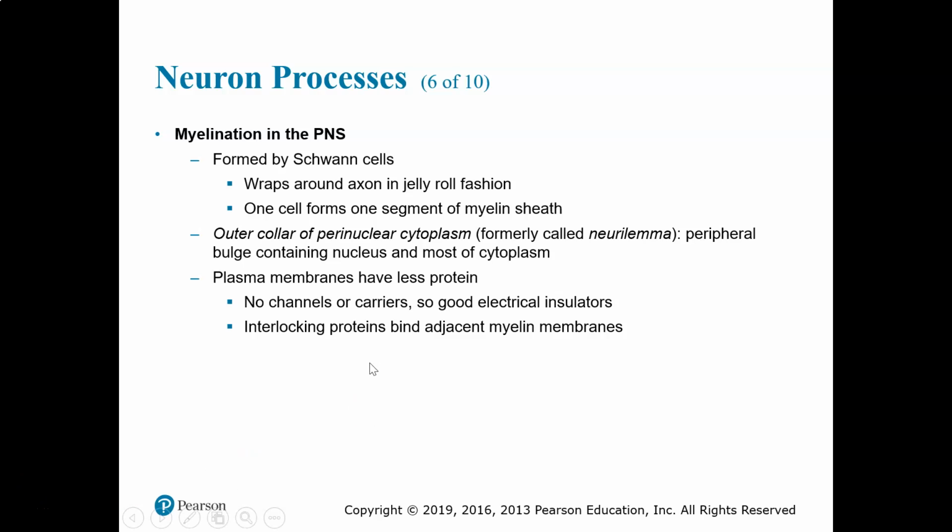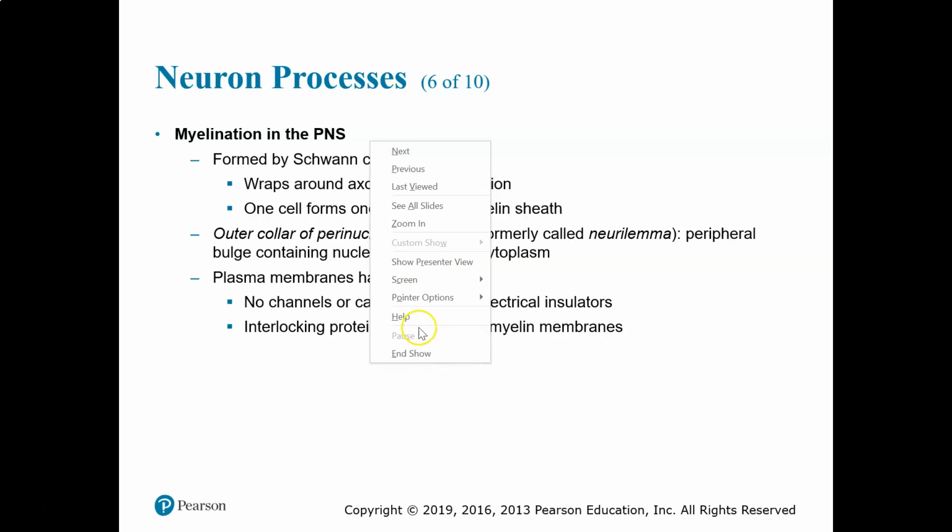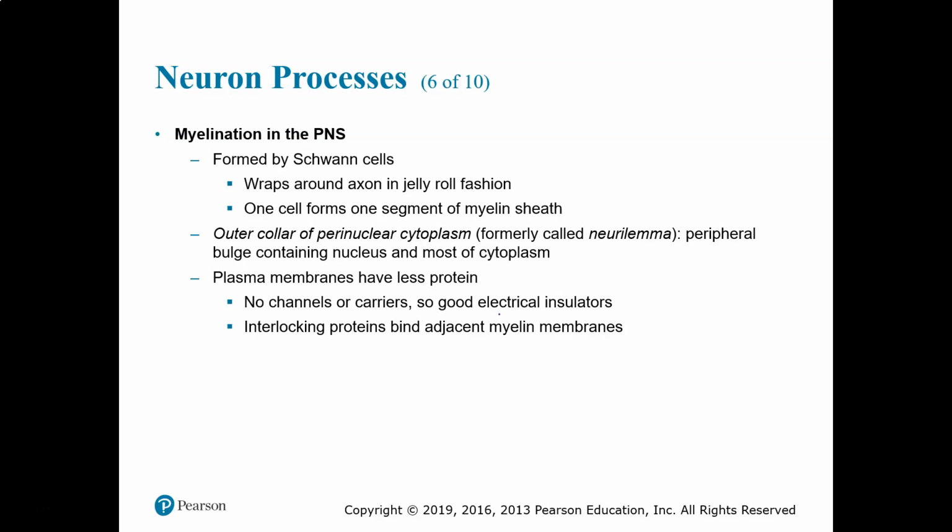This is part 3 of chapter 11A, section A, on the nervous system. Okay. We were discussing neuron processes at the end of the last lecture. Myelination in the peripheral nervous system is formed by Schwann cells that wrap around the axon of the neuron.